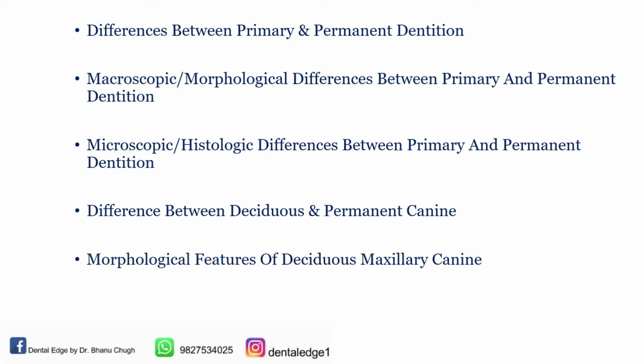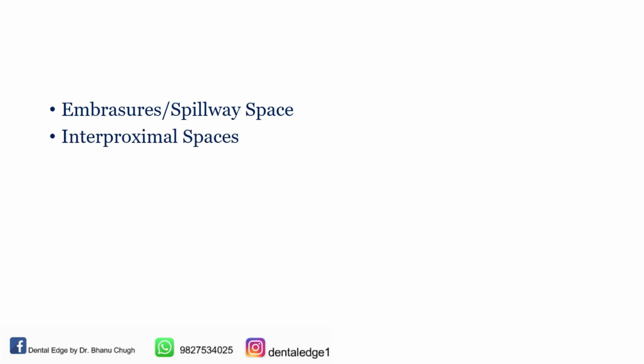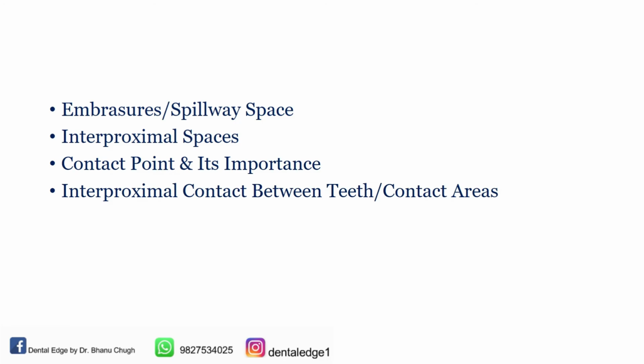Then you can be asked to write about the morphological features of the deciduous maxillary canine. And sometimes you can be asked to write about the occlusal surface of the deciduous maxillary second molar. Then there can be a question in Viva as well as to write in examination: what are embrasure or spillway space, what are interproximal spaces, what are contact points and their importance, and what is interproximal contact between teeth or contact areas.